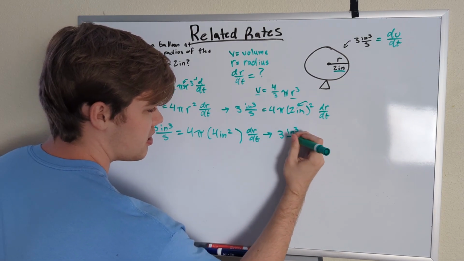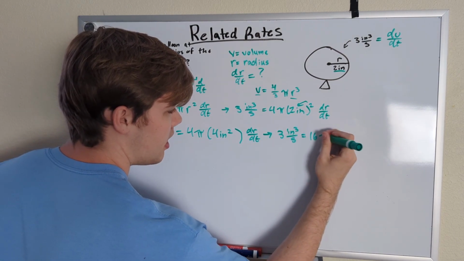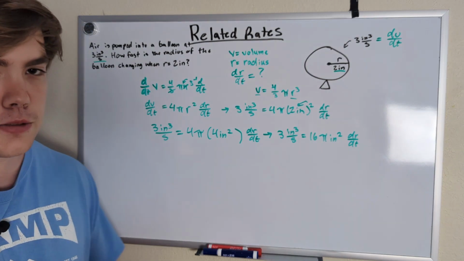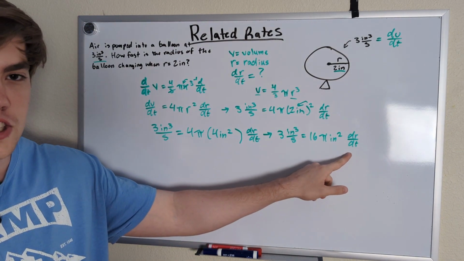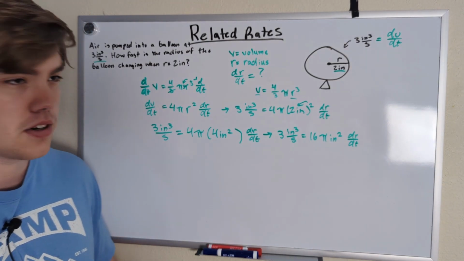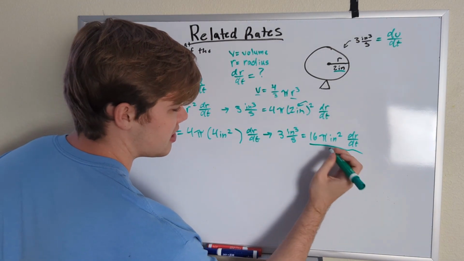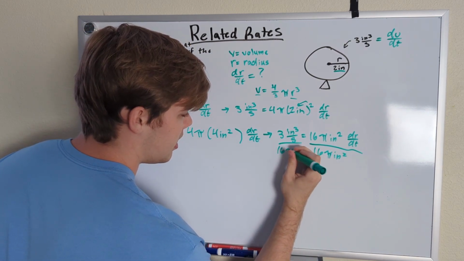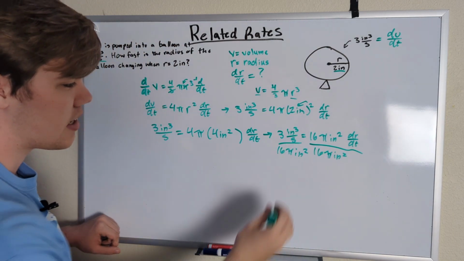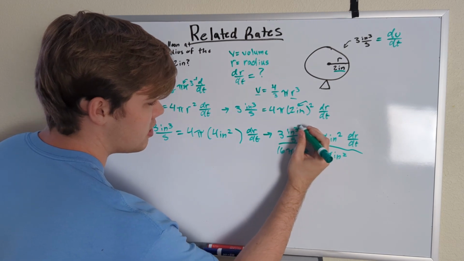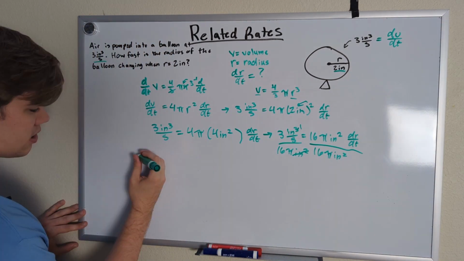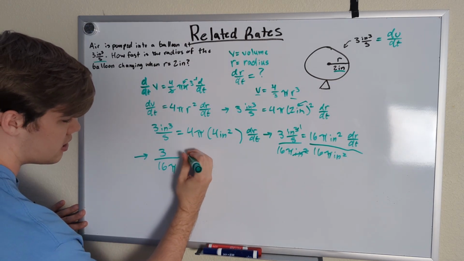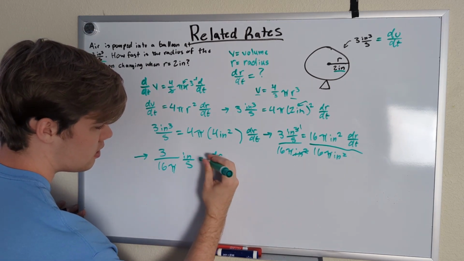3 inches cubed per second is equal to 16 pi inches squared times dr/dt, which remember is just our change in radius with respect to time. And we're looking for our change in radius with respect to time, so we just need to isolate that variable now. The easiest way to do that is to simply divide by 16 pi inches squared, and of course we need to do that on both sides. We're going to cancel out this inches squared, and our seconds just remains as it is. So now our equation turns into 3 divided by 16 pi inches per second is equal to dr/dt.